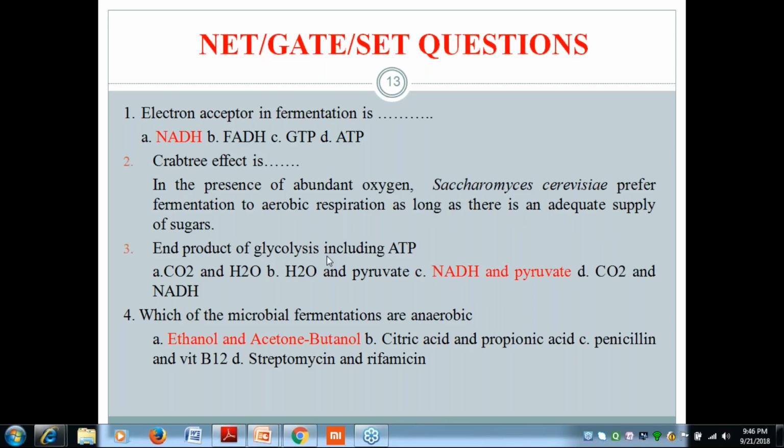Now see the third question. End product of glycolysis including ATP. What is the end product of glycolysis including ATP? First is CO2 and H2O. Second option is H2 and pyruvate. Third option NADH and pyruvate. D option CO2 and NADH. Already I gave the answer, that is NADH and pyruvate is the end product of glycolysis.